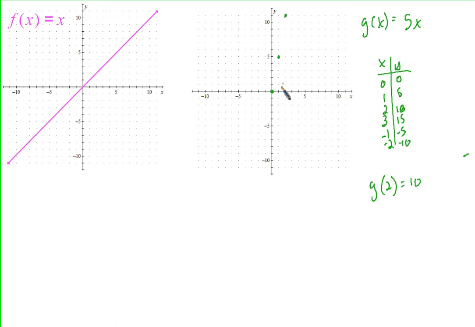And I don't have enough room to graph g of 3, because g of 3 is 15. So let's come back the other way. Negative 1 gives me negative 5. The value of the function at negative 2 is negative 10. And we start to get the idea, yeah? So we graph this line.